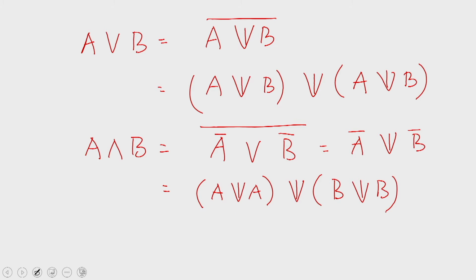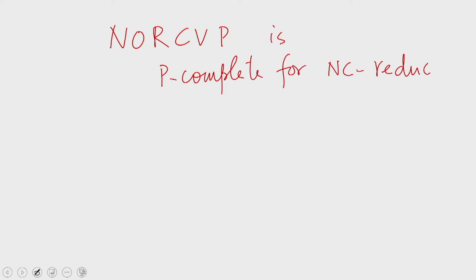Therefore, given an instance of the circuit value problem, we can construct an equivalent instance of the NOR circuit value problem. So, that establishes that NOR CVP is P complete for NC reductions. So, this is the result we are going to use. We shall show that ODFS is NC reducible to NOR CVP.